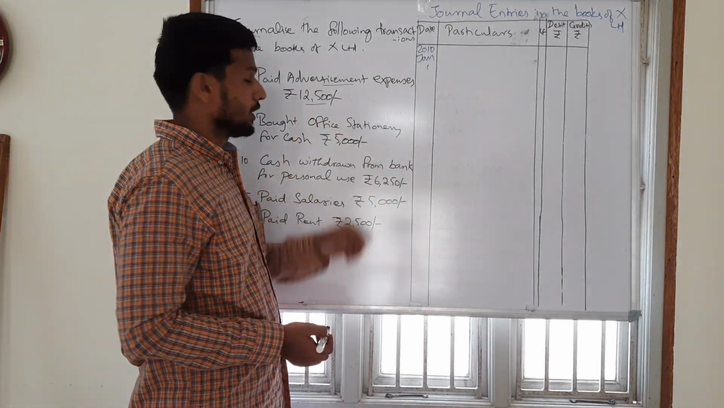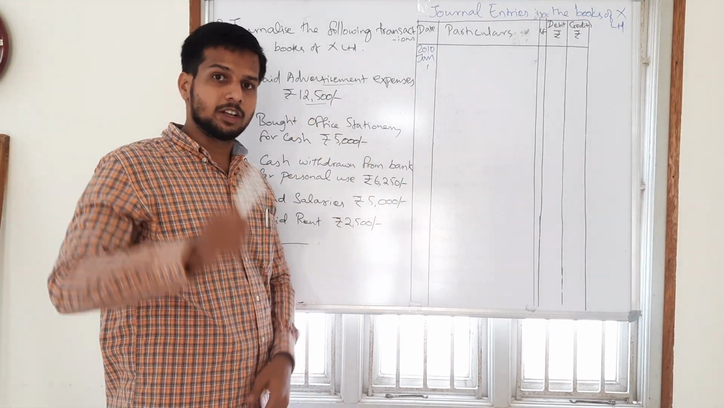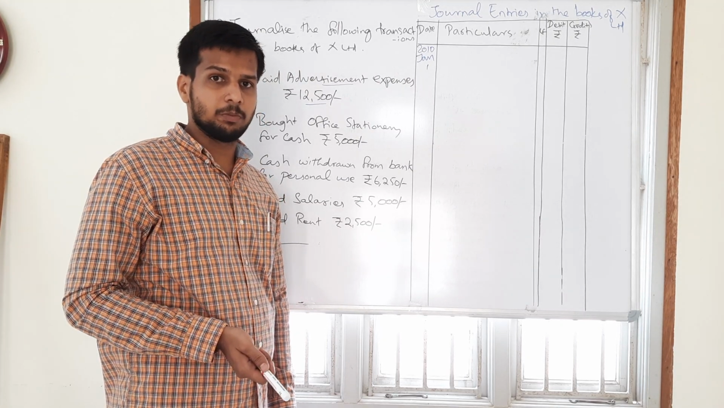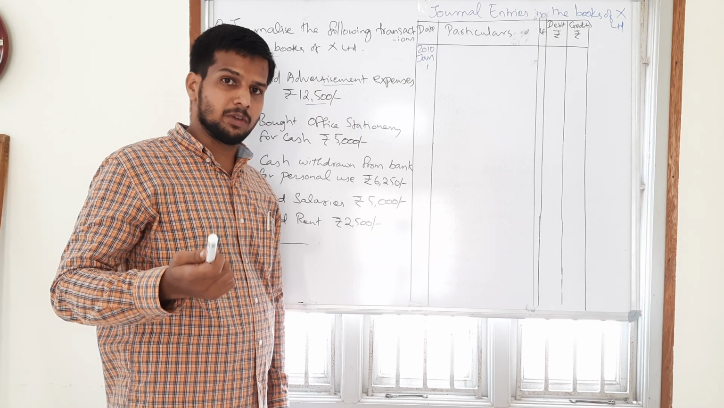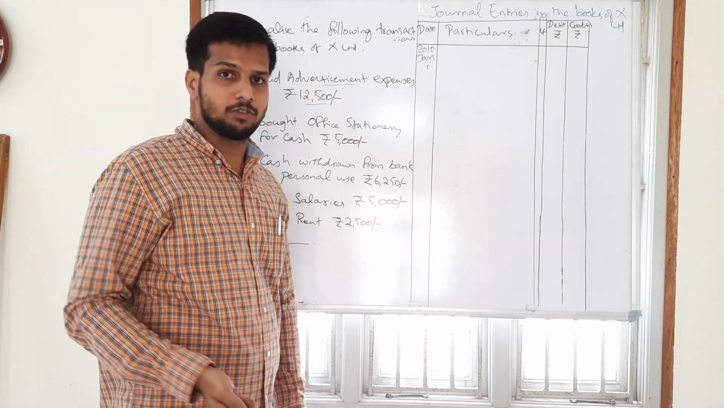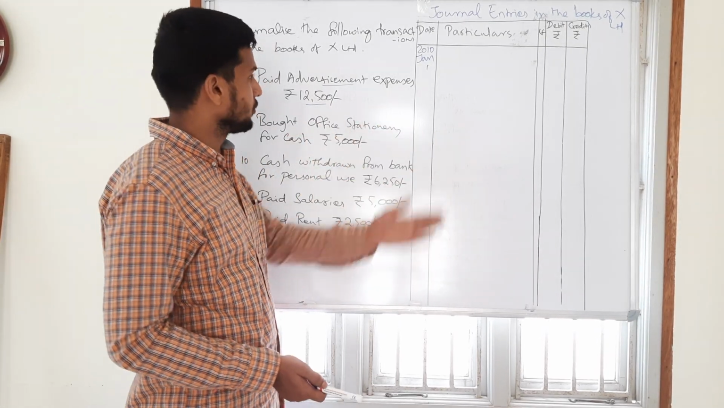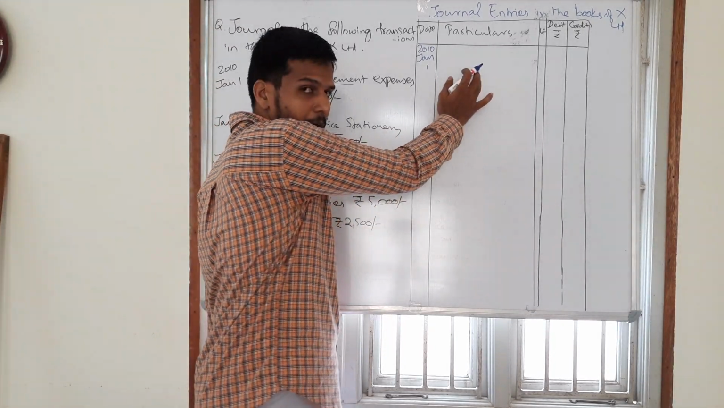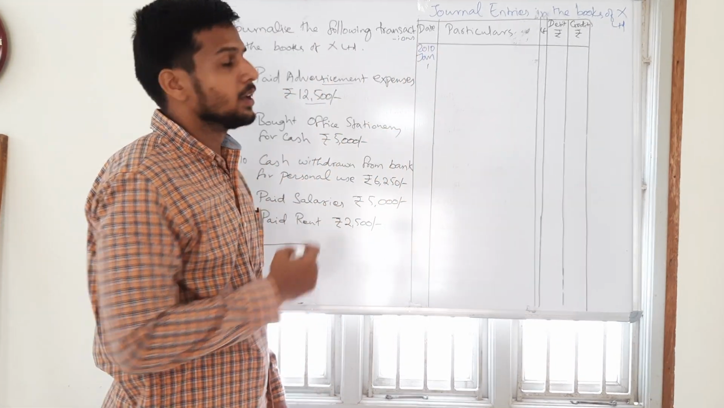And the next one is cash. Cash comes under real account: debit what comes in, credit what goes out of the business. For the expenditure we are making, we are paying cash out of the business. So cash goes out of the business. So here advertisement expenses account should be debited and the cash account to be credited.